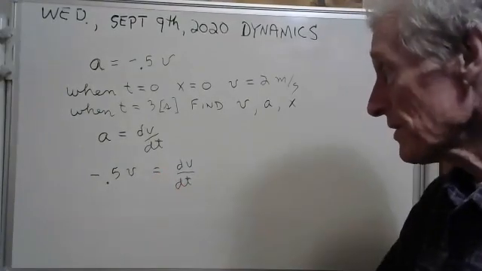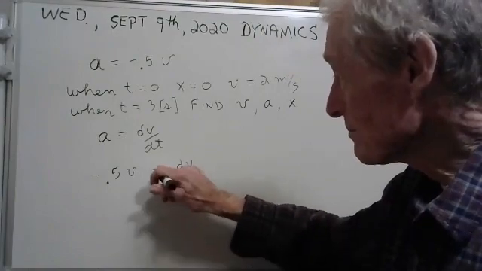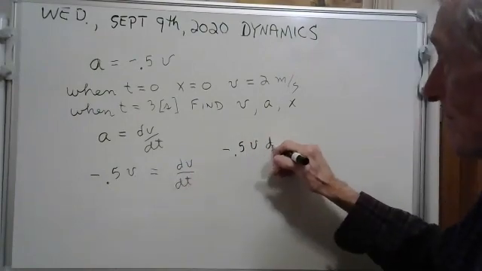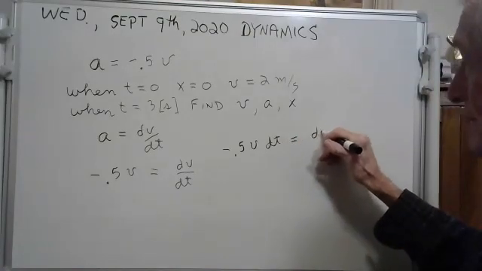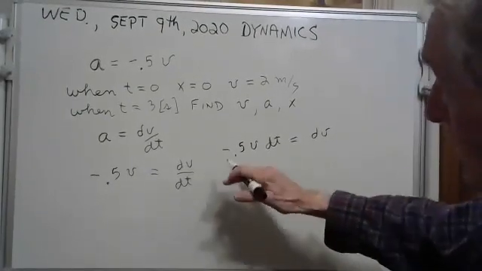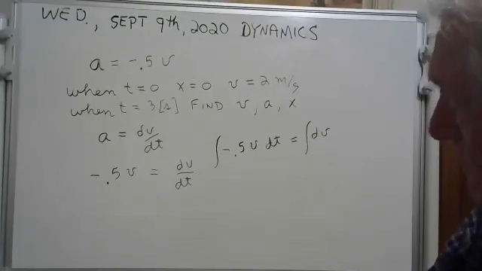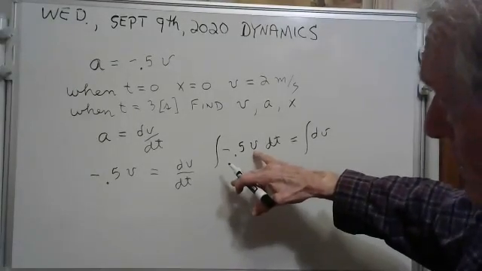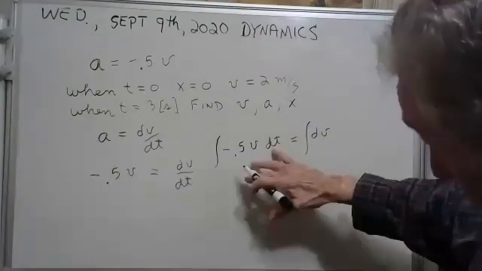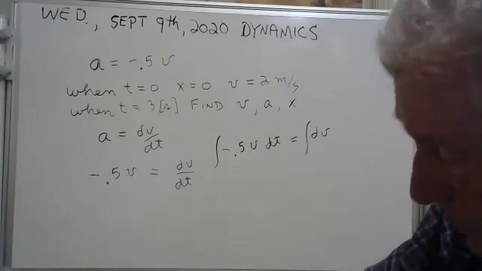I mean, I could put that dt over here. Let's try that. Here we go. I'm going to go minus 0.5 v, and scoot that dt over there, equals dv. I mean, that's legal. But then what? Well, we could try integrating. Now, we have a problem. This variable v here, that's not a constant. That's a variable. But we're integrating with respect to time. And we don't have this as a function of time. So we're up a creek again.